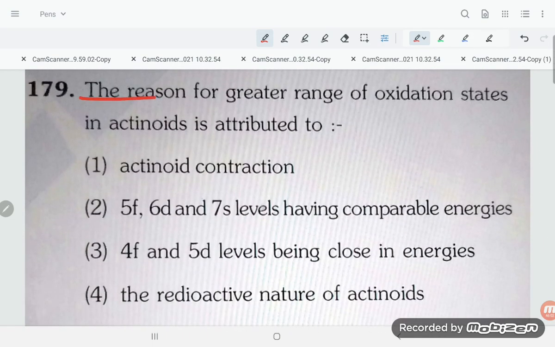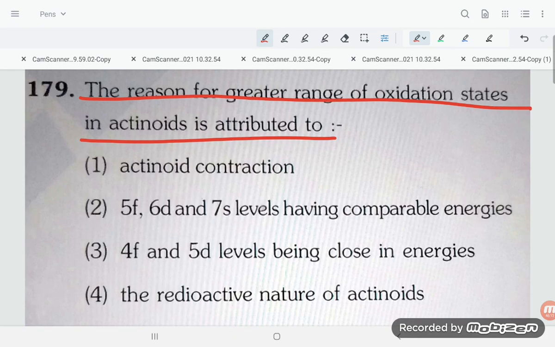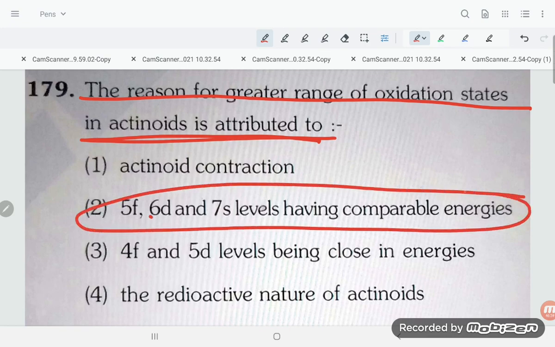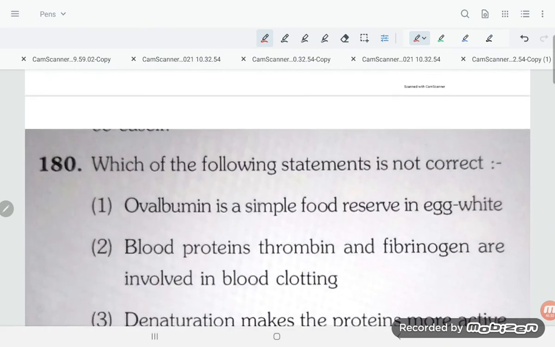179. The reason for the greater range of oxidation states in actinoids is attributed to. So which is the correct one, students? You see, the reason for the greater range of oxidation states in actinoids is attributed to the 5f, 6d, 7s levels having comparable energy. Because the 5f, 6d, 7s have comparable energy, the oxidation state is high.